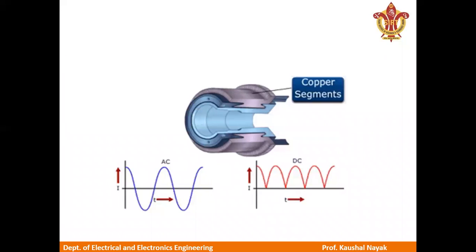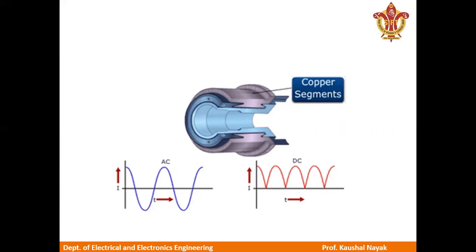A commutator performs two important functions in a DC machine. The first one is to convert the alternating quantities to direct quantities or vice versa. And the second function is to keep the rotor or armature MMF stationary in space.